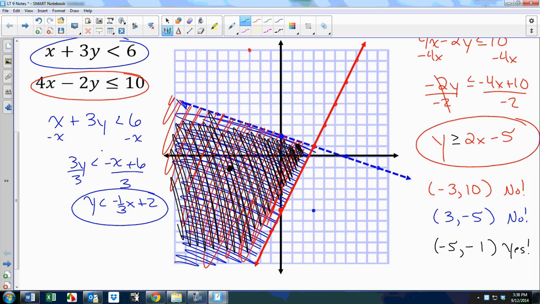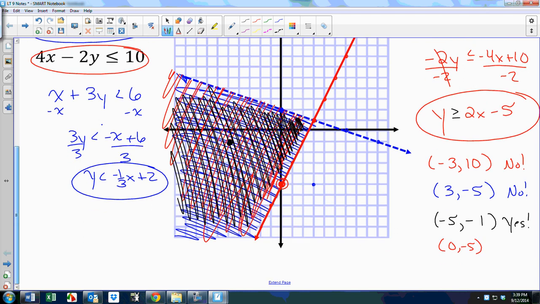And ultimately, a couple more. Does the point 0, -5 work? 0, -5 is on the red line. So does it work for our system? Yes, that's a solid line, and the shading overlaps there, so yes. What about the point 0, -2? It's on the dotted blue line. Dotted means they don't work, so no, it doesn't work.